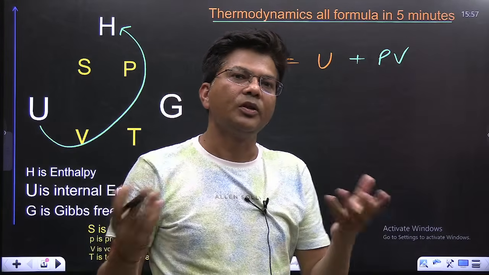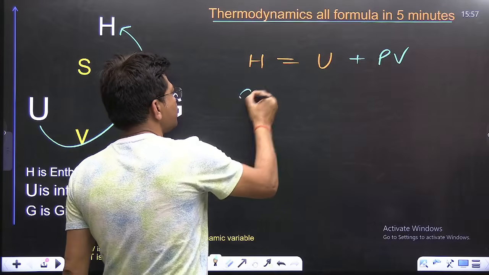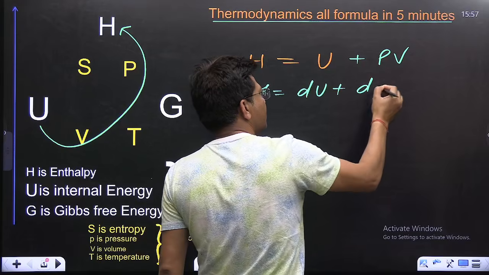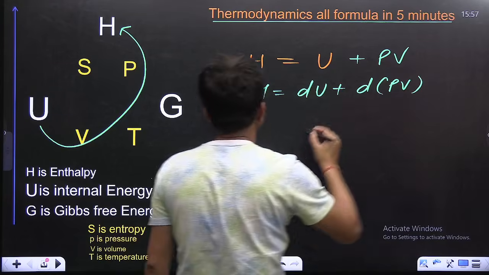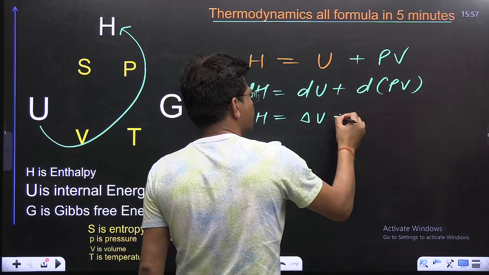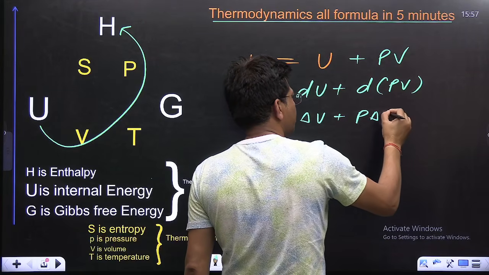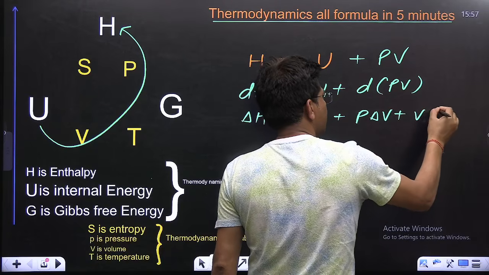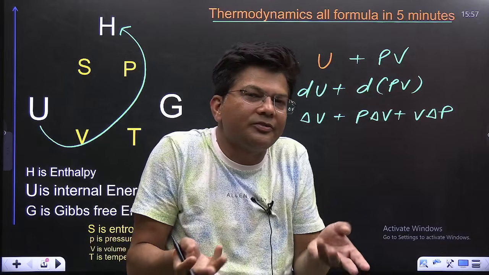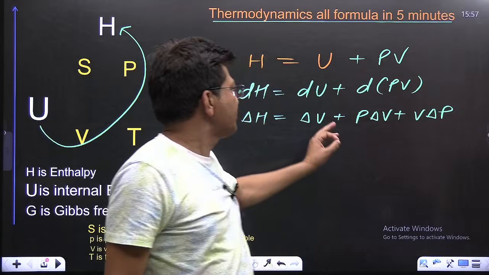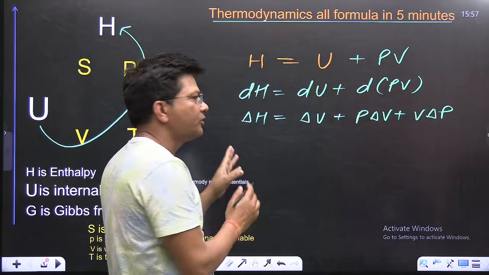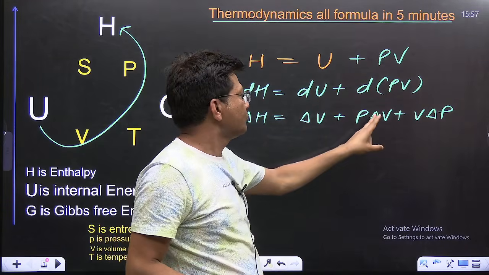Once you got this formula, now you can find out del H. Del H is equal to del U plus del PV. Integrate it. You will get delta H is equal to delta U plus P delta V plus V delta P. Right? Now, if you keep something constant, something will get changed. If you keep pressure constant, you will get delta H is equal to delta U plus P delta V at constant pressure. If you keep volume constant, this will go.